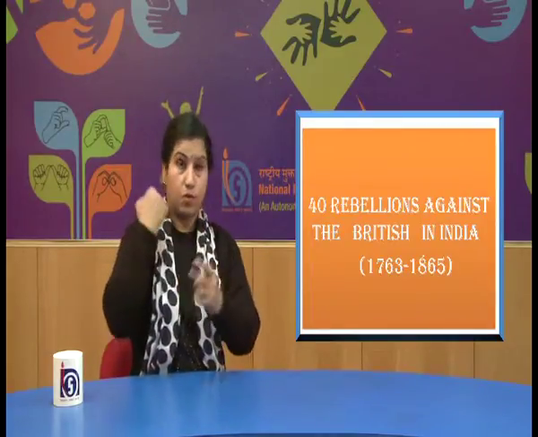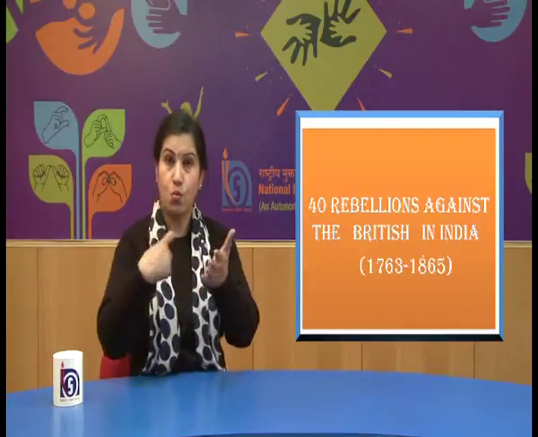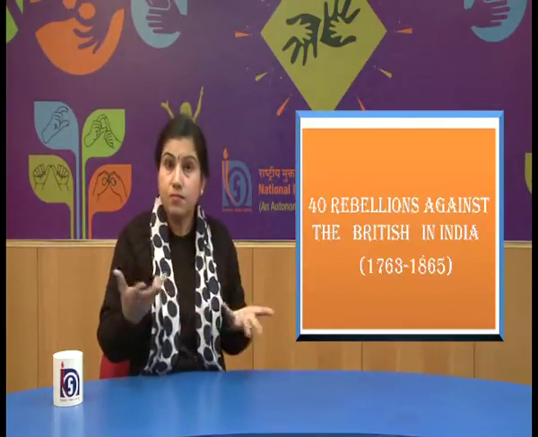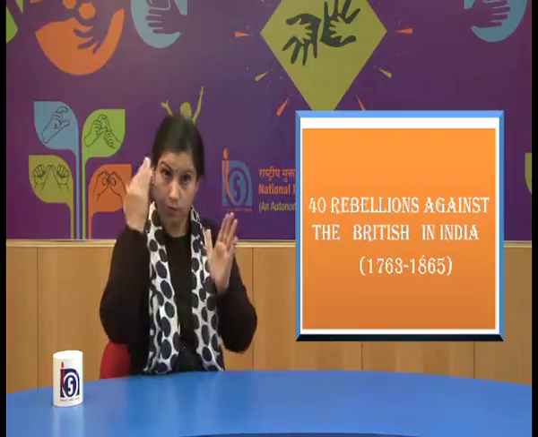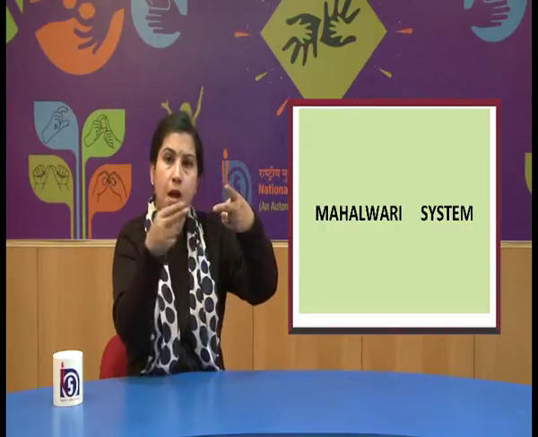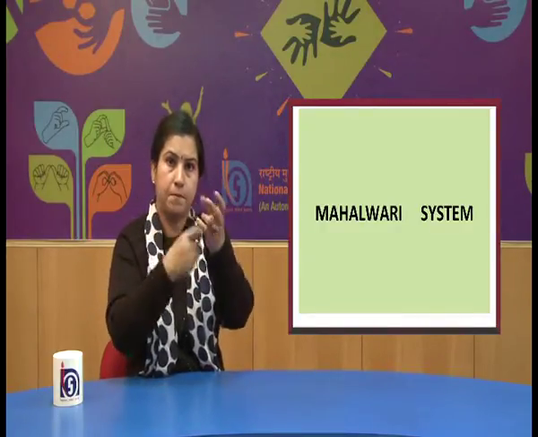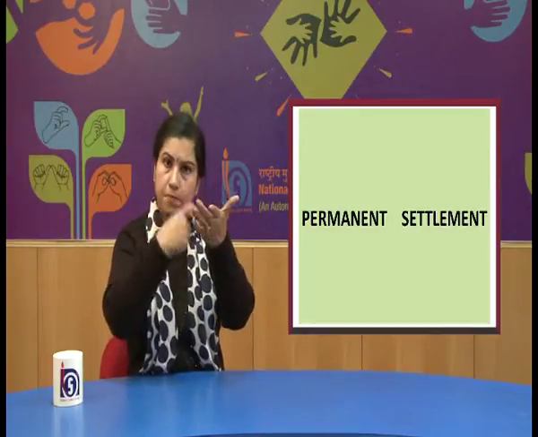We have discussed the various new land revenue settlements that were introduced in India by the British. Do you remember their names? You are right. Let me tell those names again. Those land revenue settlements were three in number. The first name was Ryotwari. The second name was Mehelwari. And the third name was Permanent Settlement.